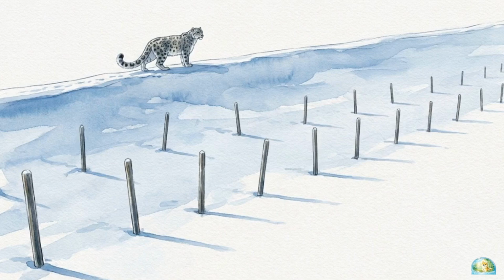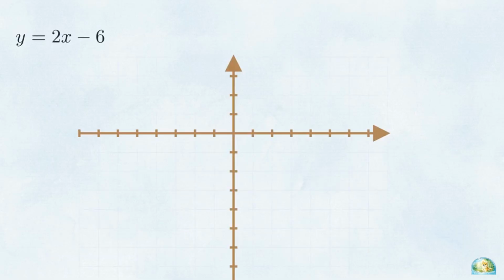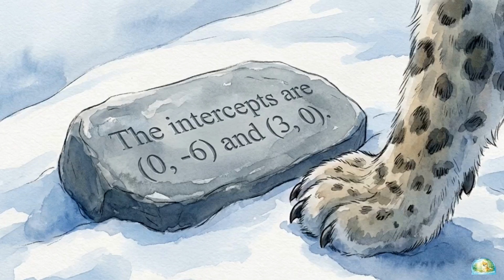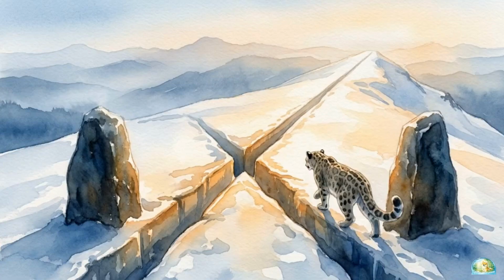Graph y equals 2x minus 6 and name its intercepts. We find the y-intercept by setting x equal to 0, which gives 0, negative 6. We find the x-intercept by setting y equal to 0. So 0 equals 2x minus 6, and x equals 3. Plot both intercepts and draw the line through them. The intercepts are 0, negative 6, and 3, 0. Substituting 0 is the definitive test for finding axis boundaries.